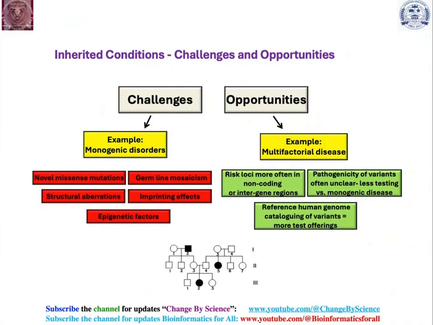And you can understand here, in monogenic disorders: novel missense mutations, germline mosaicism, structural aberrations, imprinting effects, epigenetic factors. And multifactorial diseases like risk loci, more often in non-coding or intergenic regions, pathogenicity of variants often unclear, less testing versus monogenic disease. Reference human genome cataloging of variants, more test offerings are required.